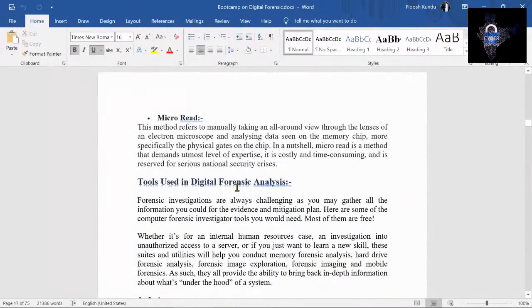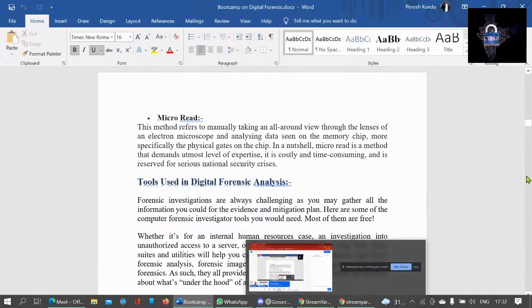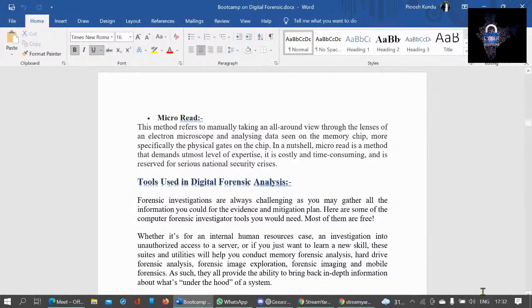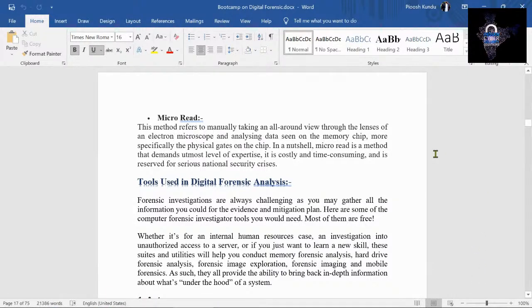Now, the micro read. This method refers to manually taking all the rounds of view through the lenses of an electron microscope, analyzing the data seen on the microchip and memory chip, more specifically the physical gates on the chip. In a nutshell, the micro read method demands the utmost level of expertise. It is more costly and time-consuming. It is also more reserved, and a serious national security concern.